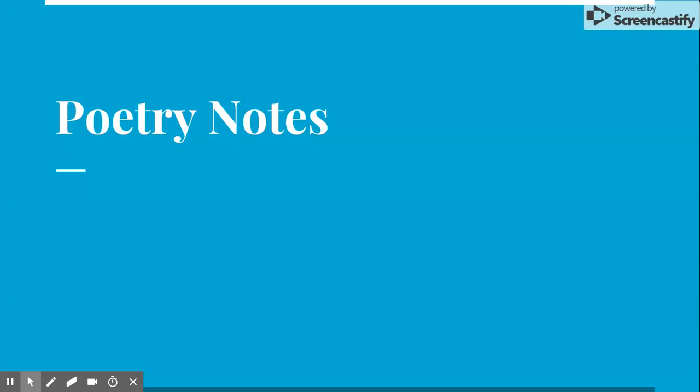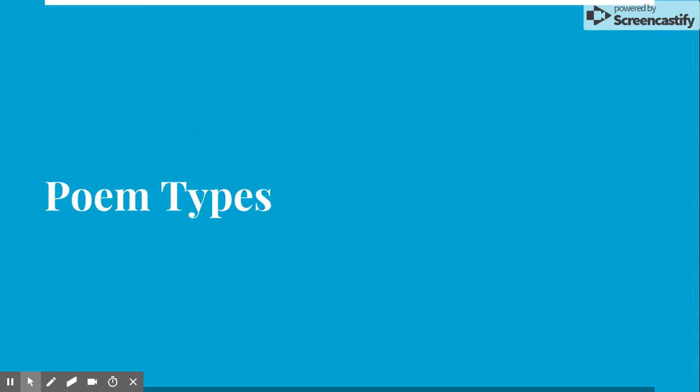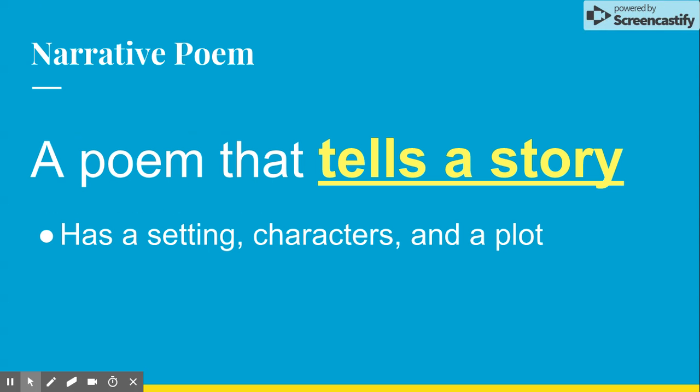This is part 3 of your poetry notes, and this video will focus on the different types of poems that are out there. So the first type is a narrative poem, and this specifically is a poem that tells a story, and it usually has a setting, characters, and a plot. So think exposition, initiating event, rising action, climax, falling action, and resolution.